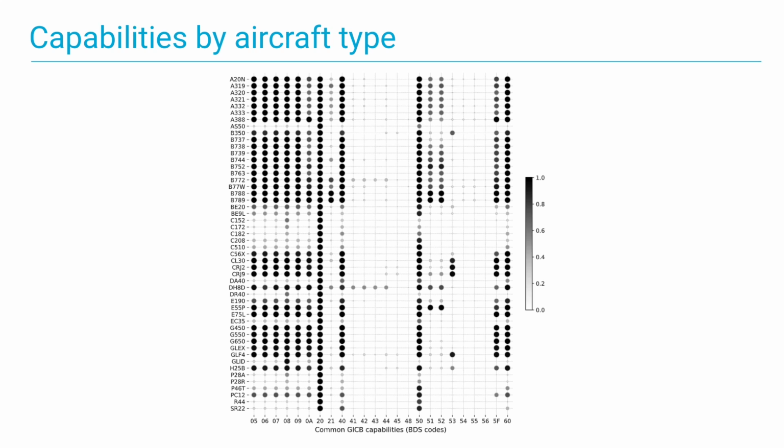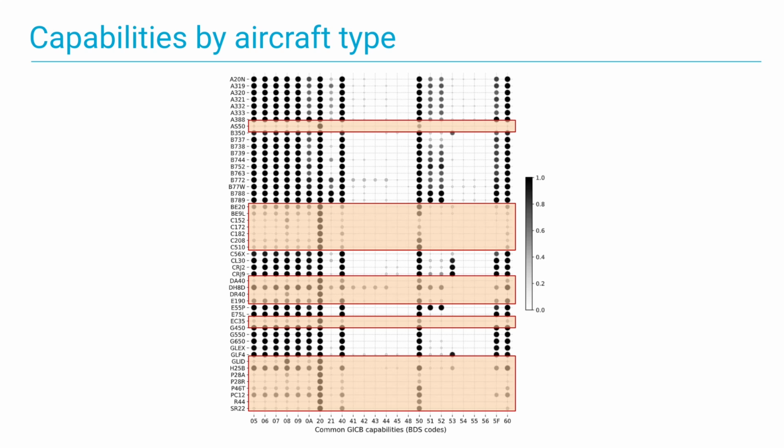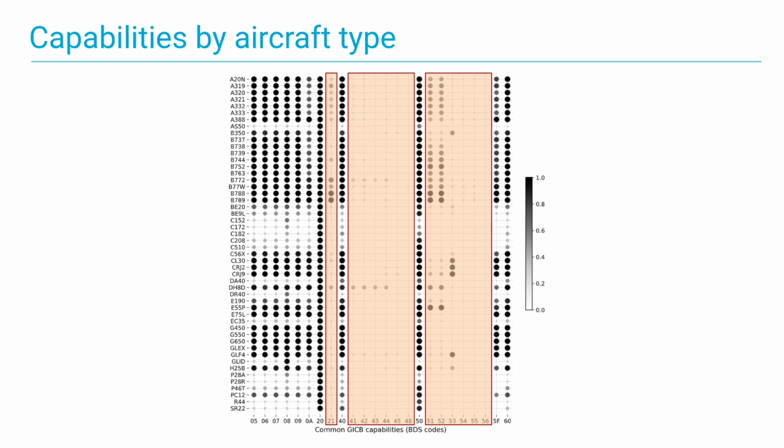In this slide, you can see the capability by aircraft type. The darker the dot, the higher percentage of aircraft in the type have enabled a specific capability. Looking horizontally, we can see that the aircraft that do not support ADS-B and Mode S enhanced surveillance are mostly general aviation aircraft. And if you're looking at the graph vertically, you can see that the capabilities other than ADS-B and EHS are not well supported in general.